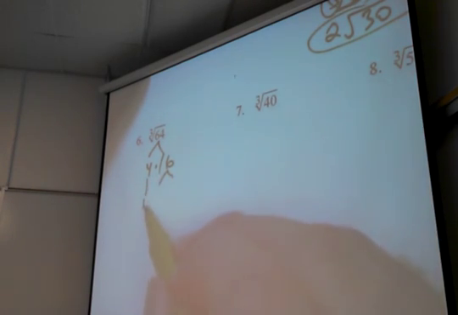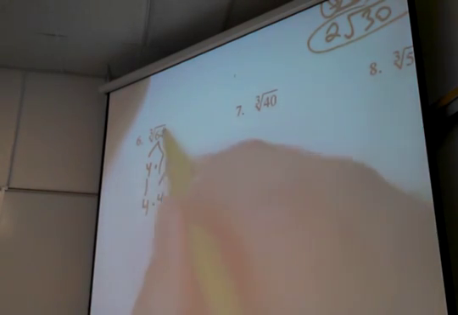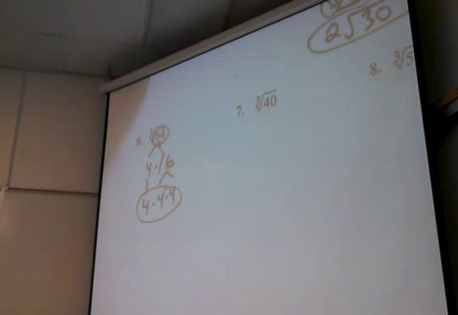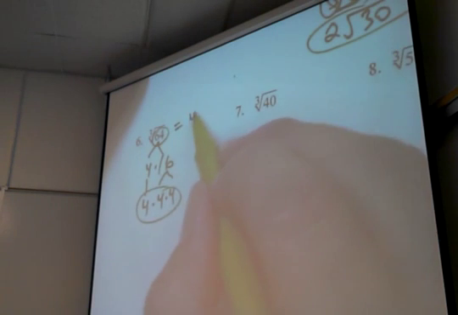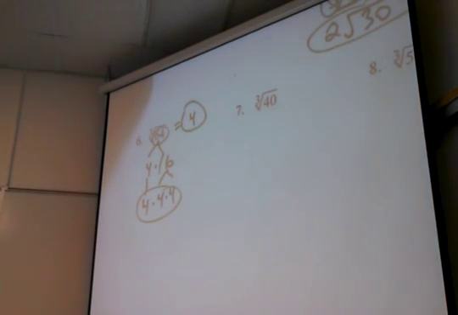16 is 4 times 4. So 64 is 4 times 4 times 4. So what's the cube root of 64? 4. Because it takes three 4s to make 64. So that was one that went evenly. So cubes, you should know your cubes.